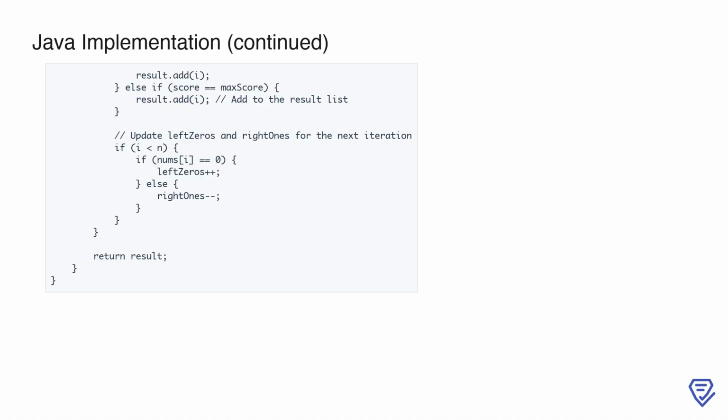After processing the score for the current division, we update the left_zeros and right_ones variables to reflect the next division point. If the current element in nums is 0, we increment left_zeros, as there is now one more 0 to the left of the division. Otherwise, if the current element is 1, we decrement right_ones, as there is now one less 1 to the right of the division. This process continues until all possible divisions have been evaluated. Finally, we return the result list, which contains all the indices where the maximum score is achieved. This implementation ensures an efficient computation of the desired result by leveraging pre-computation and careful updates of the score components.